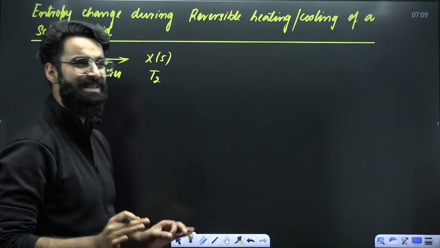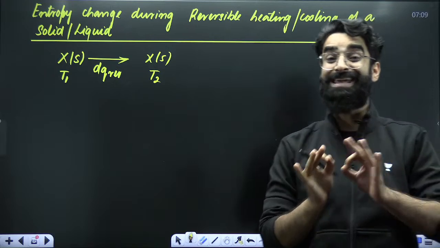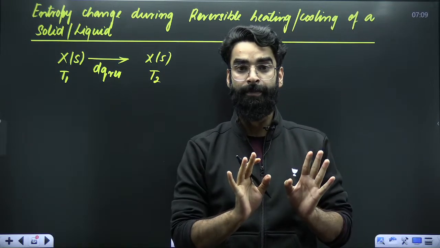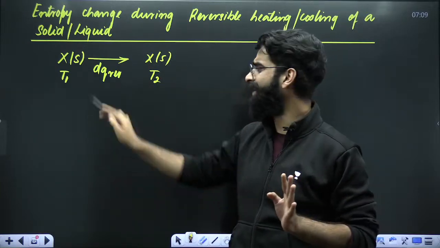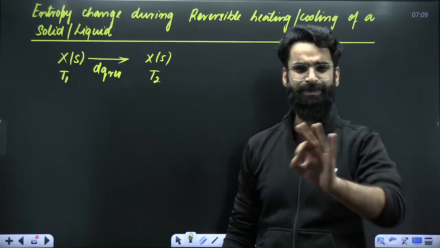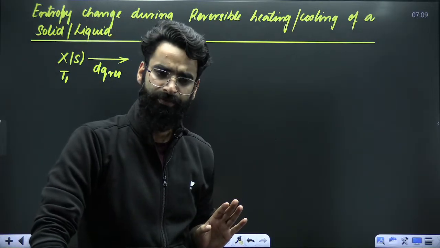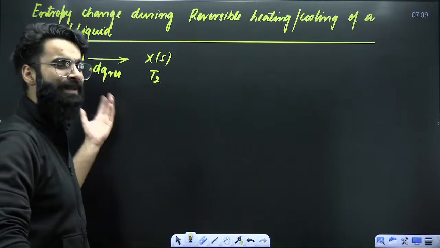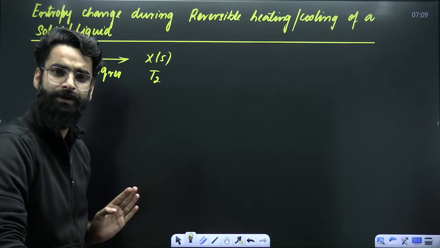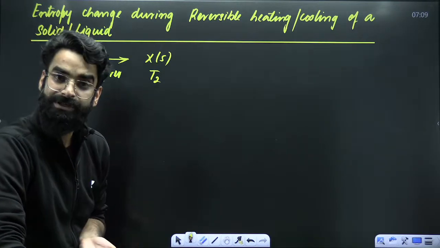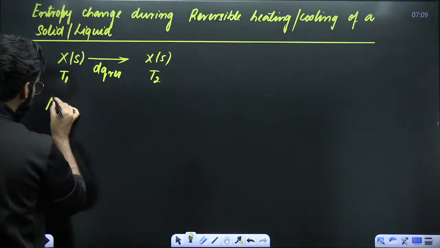What am I doing? I'm supplying heat to the solid, but making sure that the state of the substance is not changing. Only the temperature of the substance is changing. Now, since we are supplying heat to the solid, whose temperature is changing from T1 to T2, its entropy will automatically change. How do we calculate that change in entropy? You know it.